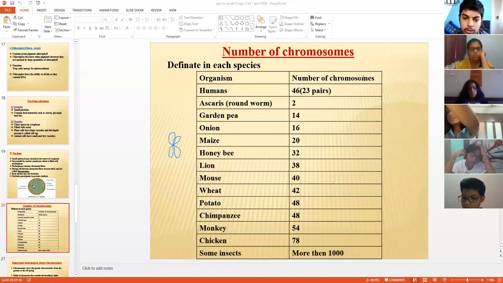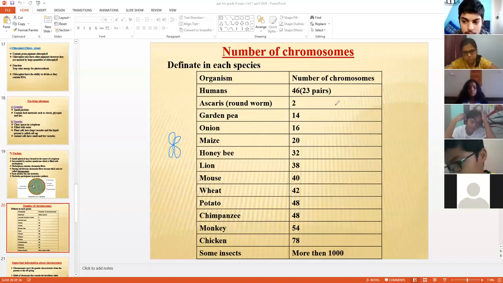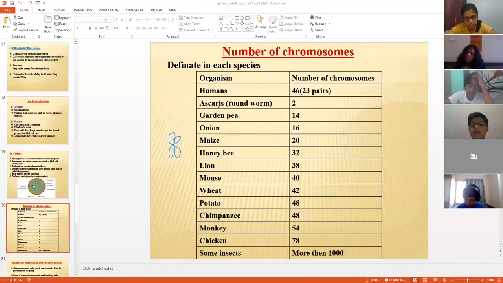Now, in this slide, I am telling you the number of chromosomes present in different species. In humans, we have 46 chromosomes. We have 23 pairs of chromosomes. Why 46? Because 23 come from your mother and 23 from your father. Now, Ascaris is a roundworm. The number of chromosomes it has is only 2. Garden pea has only 14. Onion, 16. Mycelium, 20. Honeybee, 32. So on and so forth. There are some insects which have more than 1,000 chromosomes.